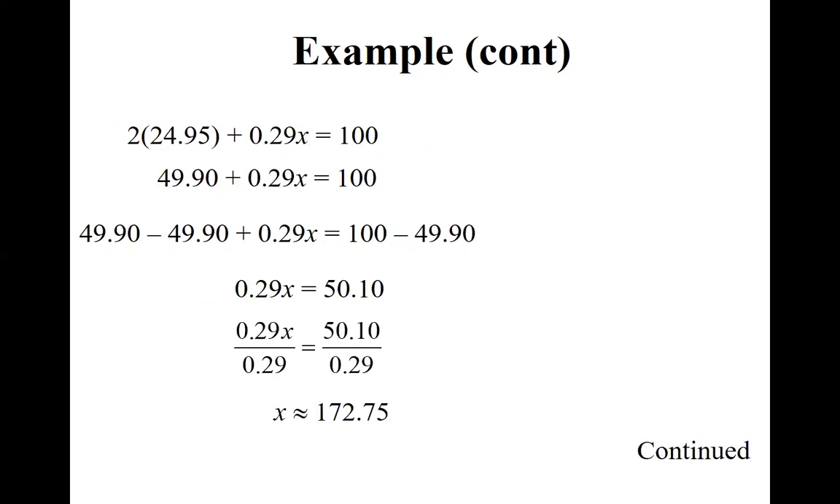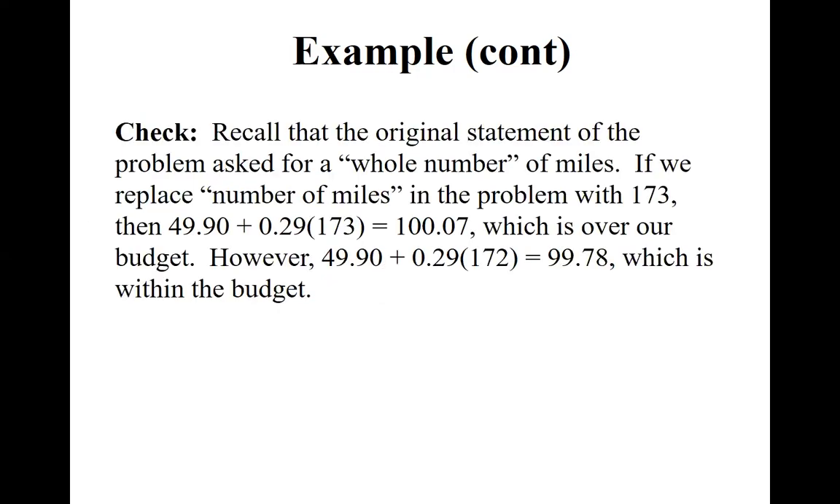Now, 172.75. Maybe your instinct is to round that up to 173. The problem with that is that if we plug 173 back in, we get 100.07, which is just a little bit over budget, but it is over the $100 budget. 172 plugged in is only 99.78, which is within the budget.